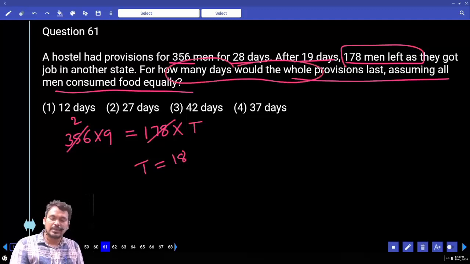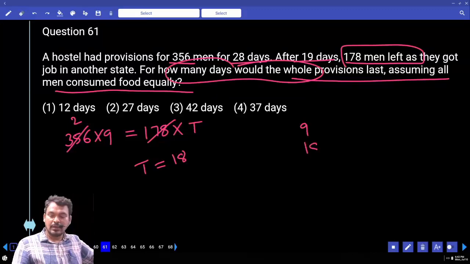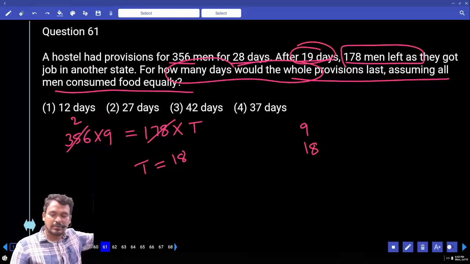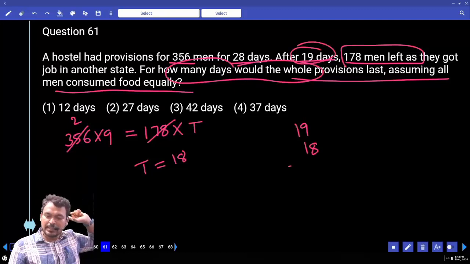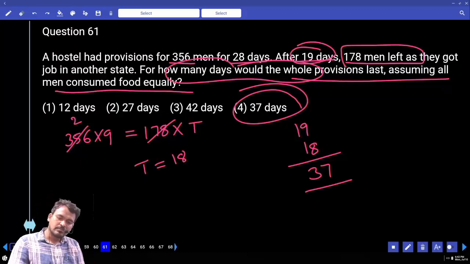Total time means first case, already 9 days. Actually, the remaining food 9 days. Again, the remaining food is how many days? 18 days. Sorry, first, already how many days are completed? 19 days. 19 plus 18, total it is 37 days. First 19 days, half the food is completed. Remaining 18 days is the remaining food. Total how many days? 37.